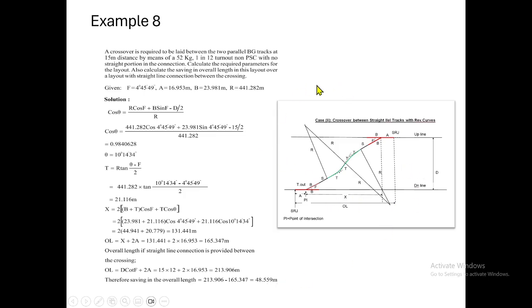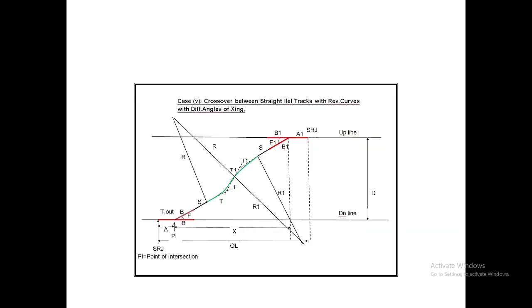So this is the way we are designing as far as this type of connection is concerned. The next case is a crossover between straight parallel tracks with a reverse curve, with a different angle of crossing. Suppose it's a different angle of crossing, how should it be? The problem is, in the earlier case, 2 times was taken because it was falling exactly at the center. This common tangent point will be exactly the middle of the track, the central length of the track. But here, since this crossing angle is different, it will not be exactly in the middle; it will be shifted according to the angle of crossing. It will be either this way or that way.